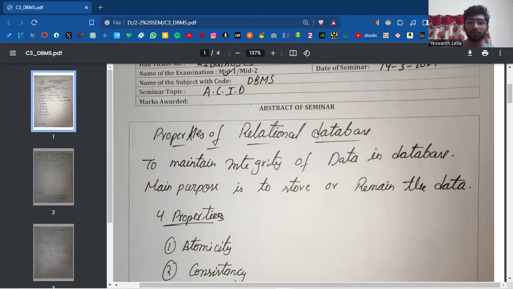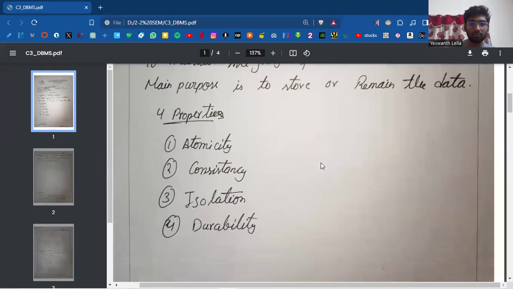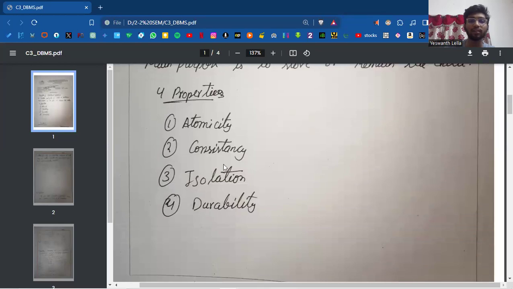They are atomicity, consistency, isolation, durability. These four properties are collectively known as ACID properties. Now let's discuss each of them individually.